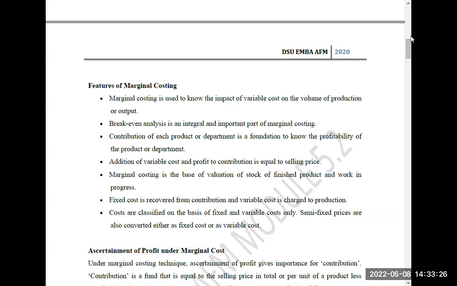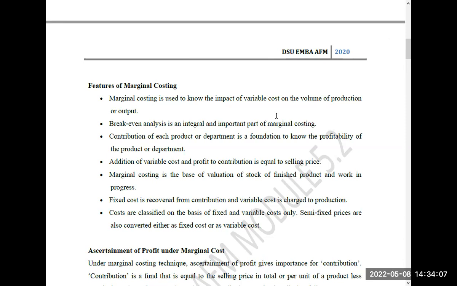I told you. Contribution is equal to sales minus variable cost. In total you take, or per unit you take, no problem. If you take in total, you have to say contribution in total. If you take per unit selling price, you have to say contribution per unit. 40 rupees minus 25, 15 is the contribution. Next, marginal costing is the base of valuation of stock of finished product or work in progress. We can't just take all the costs together. We take only variable cost. So like this, another one, fixed cost is recovered from contribution and variable cost is charged to production.